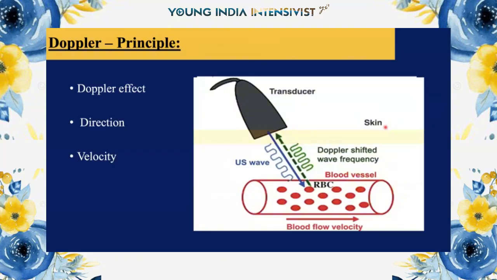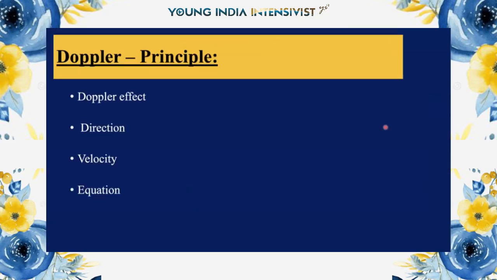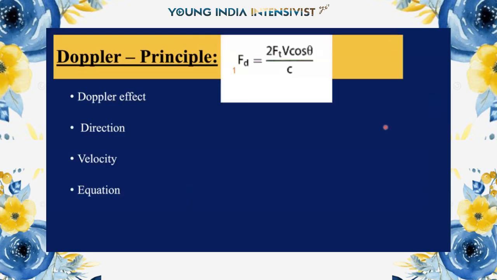Velocity. So the velocity depends on the strength of the returning echoes, which is directly proportional to the number of RBCs reflecting the USG. So the more the number of RBCs, the more the velocity. Okay. And the equation is given by Fd, that is the Doppler shift frequency, is equal to 2 times the transmitting frequency times V, which is the blood flow velocity, times cosine theta, divided by C. C is nothing but the velocity of the USG in the human body. Okay. This angle theta is nothing but the angle between the USG beam and the direction of the blood flow.